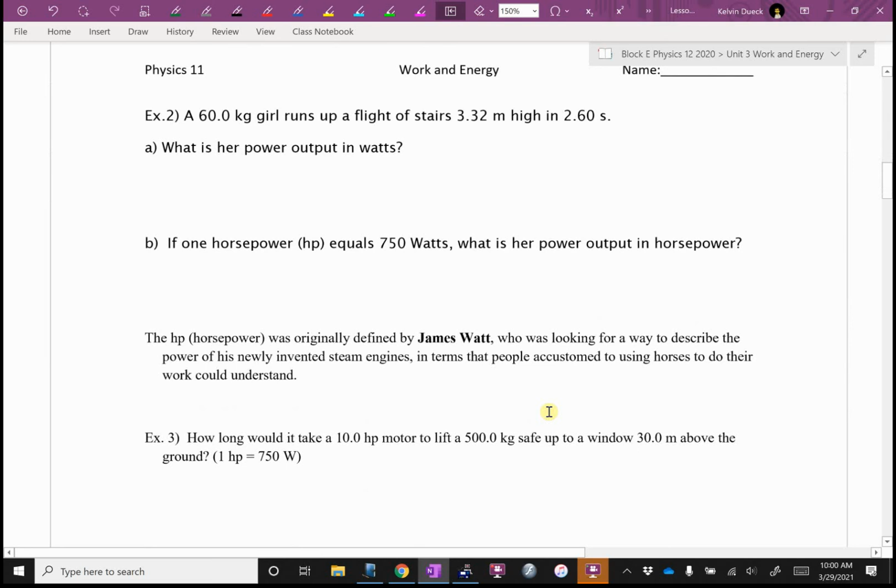Oh, here we go. A 60-kilogram girl runs up a flight of 3.32 meter high stairs in 2.6 seconds. What's her power output in watts? So this wants me to find power, which is work over time. The time is definitely 2.6 seconds.